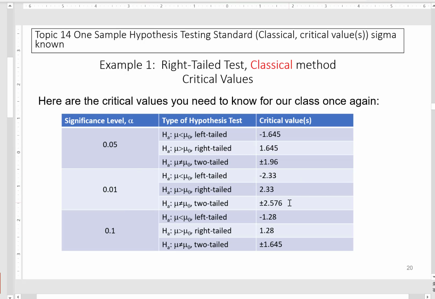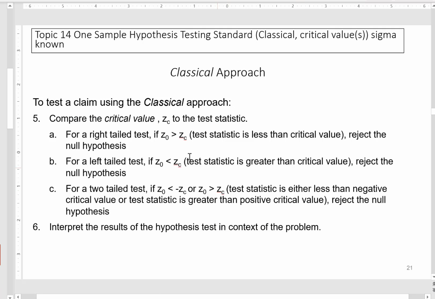So you don't even have to think about it. Now, once you know what the critical value is, you determine it. Then, for a right-tailed test, that is, my alternative looks like mu is greater than mu naught, I see if my test statistic is greater than the critical value. If it is, I reject the null hypothesis.